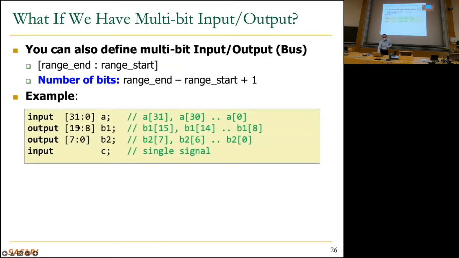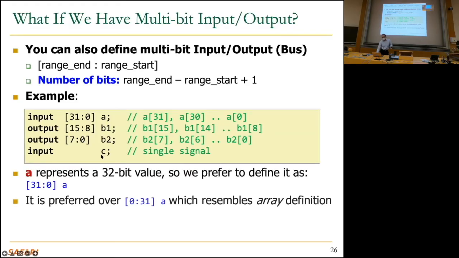For example, this A is now a 32-bit input. This B1 is now an 8-bit output. This B2 is also an 8-bit output. You can specify it as you like. And there's a single signal, a single wire, basically a single-bit input. Okay, I already said this, I think.